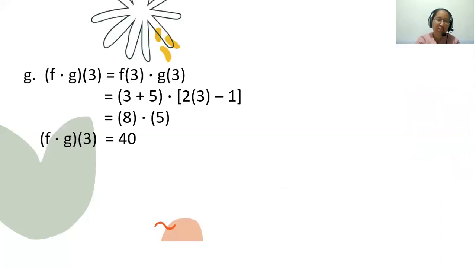Let's have example G, multiplication of two functions. From the definition, to find f times g of 3 is equal to f of 3 times g of 3. So replace again the x in the x plus 5 expression as well as in 2x minus 1. So 3 plus 5 is 8. Then the value of 2x minus 1 when x is equal to 3 is 5. So multiplying 8 and 5, f times g of 3 is equal to 40.